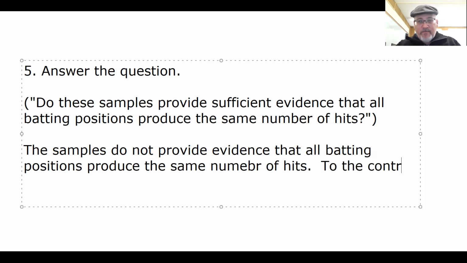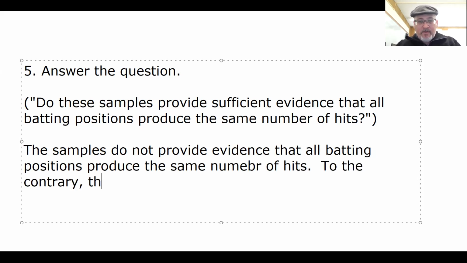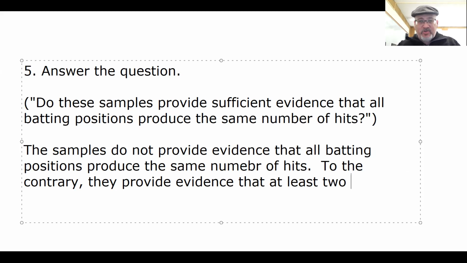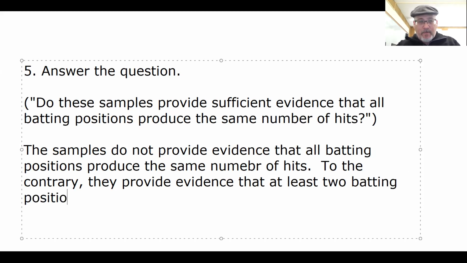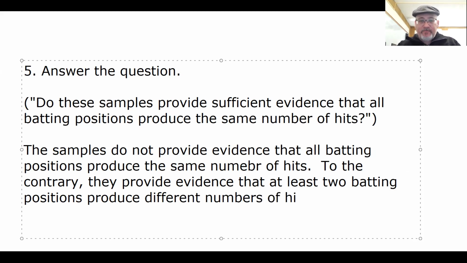To the contrary, they provide evidence that at least two batting positions produce different numbers of hits. So we can't conclude all the means are equal. We conclude at least two of them are different.